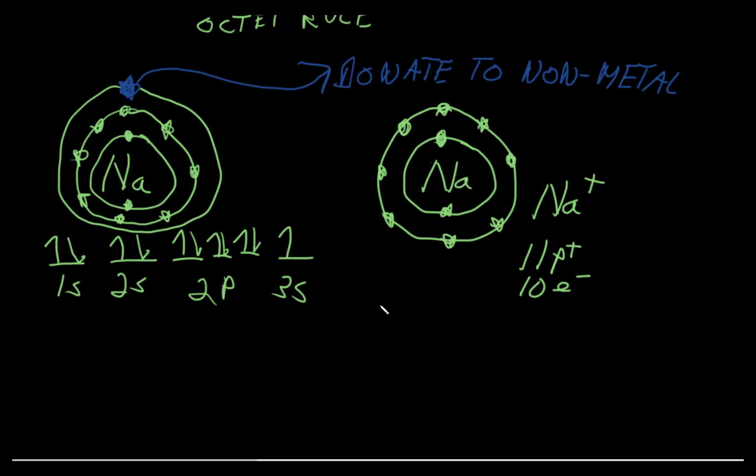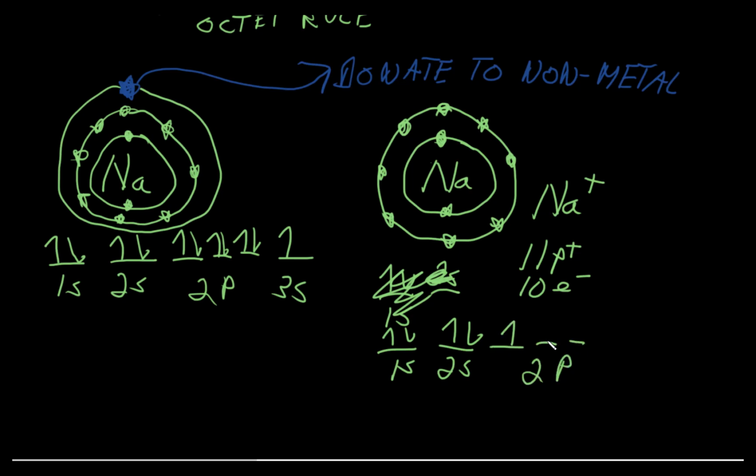And so when you look at the configuration, we got the 1s, and we got the 2s. Let me go down. I'll write it down a little lower here. We have the 1s, we have the 2s, and we have the 2p. Notice now the 3s has no electrons because it got rid of this one. And again, that's its valence electrons, the electrons in the outermost energy level. So sodium will donate that to a nonmetal. All right, so let's take a look at a nonmetal.